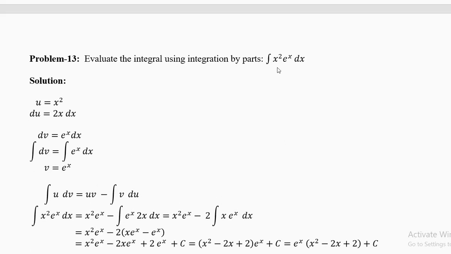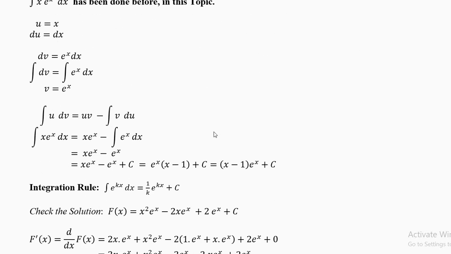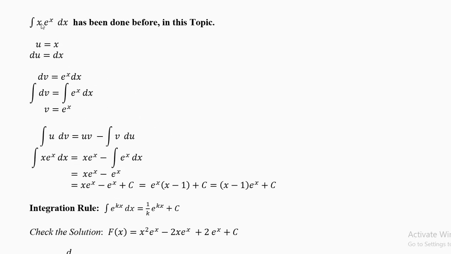Now let me repeat. We started with power 2. We got power 1 here. Here we started with power 1 and here we got inside power 0. Power 0 means number, minus integral e power x, 1 into e power x. 1 means power 0, and we do not write it. Anything to the power 0 is 1 except 0 power 0 is not defined. So it is x power 0 which is 1, here we do not write.